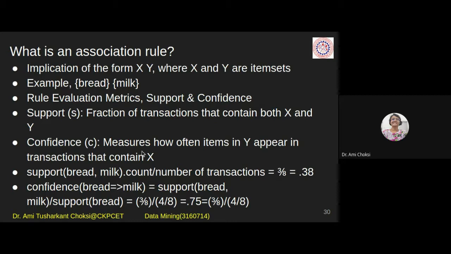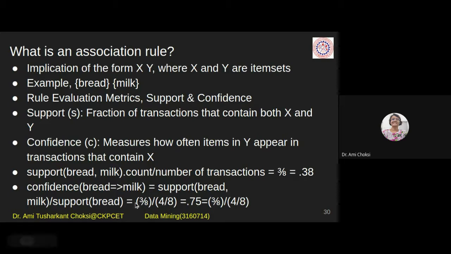So here, if you are writing the support, then we can say 3 by 8 divided by 4 by 8. 4 by 8 is the count of bread. We want bread implies milk, so here the union should be there. In the numerator, we should have the union count or union support divided by the first item support. First item is bread here, so we'll be considering support of bread. So this will be 3 by 8 divided by 4 by 8.